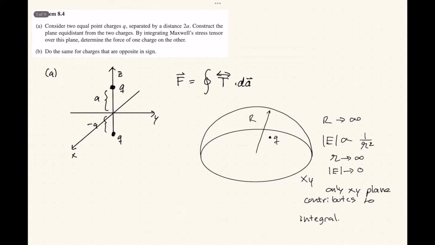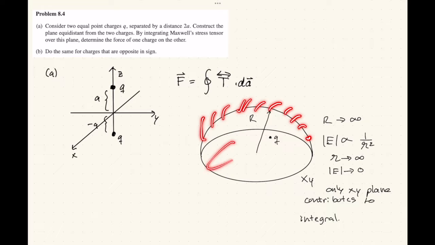Now, if the radius of this hemisphere goes out to infinity, that has some consequences for the electric field, since we know that the electric field scales with 1 over script r squared. So that means that our script r is going to go to infinity, and so our electric field is going to be 0. So that means that the flux integral through the hemisphere out here is 0, and only the xy plane is going to contribute to this flux integral.